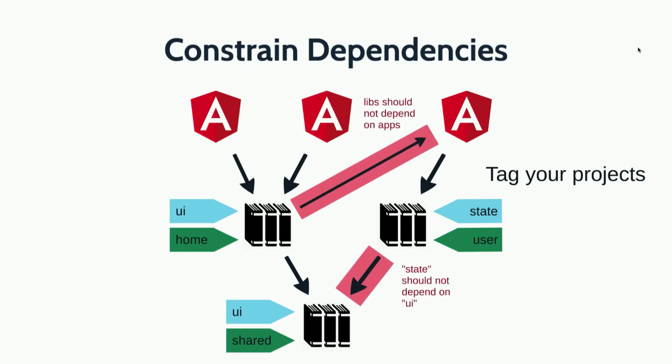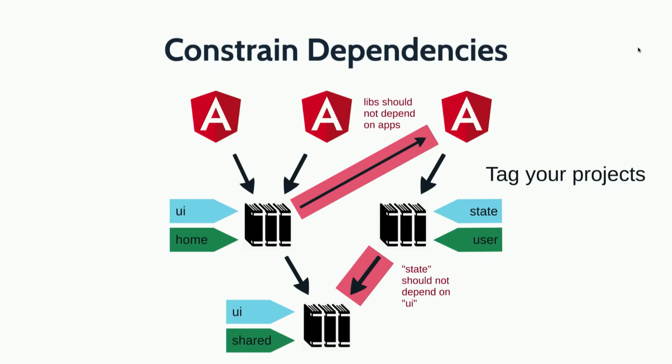So then you can say when dependencies come in that shouldn't come in, like state should probably not depend on UI, and libraries should not depend upwards to the application. You can come up with your own constraints that you put on the project. Maybe ads can't depend on anything else and stuff like that. It's really up to you.